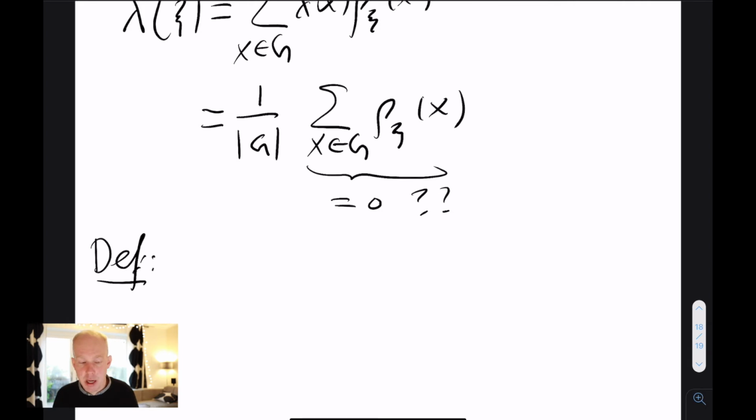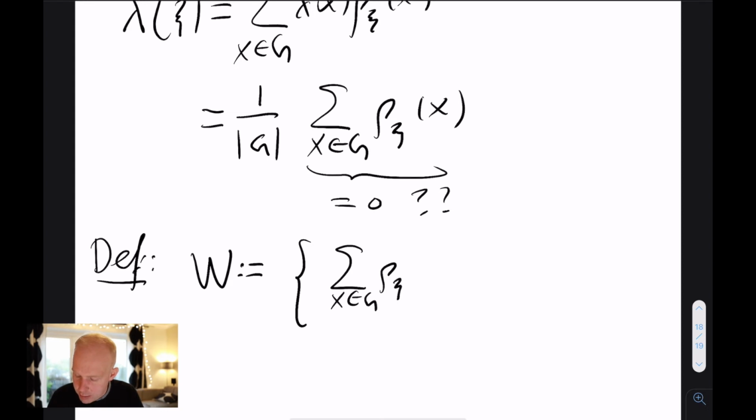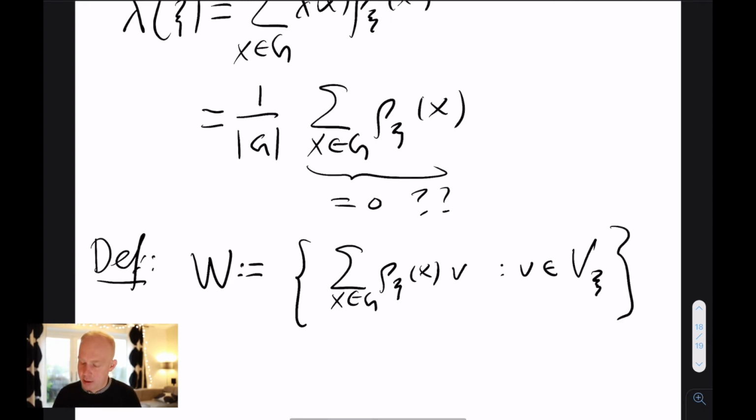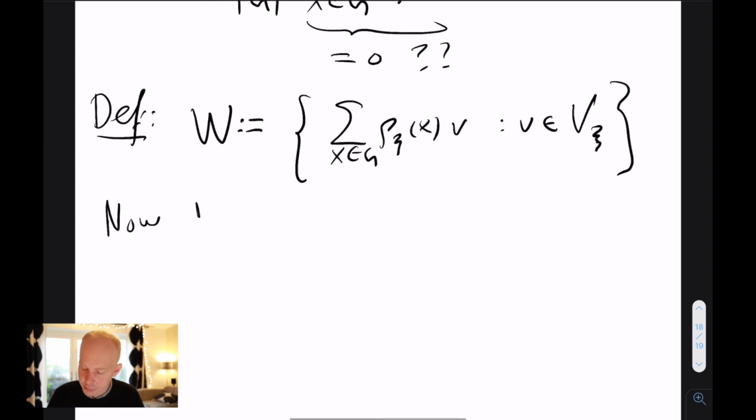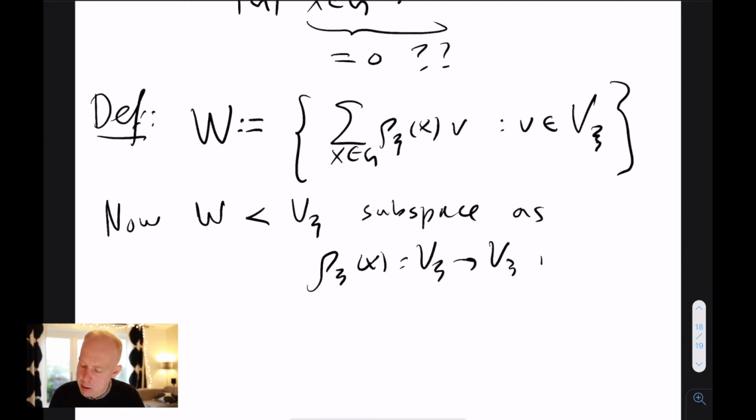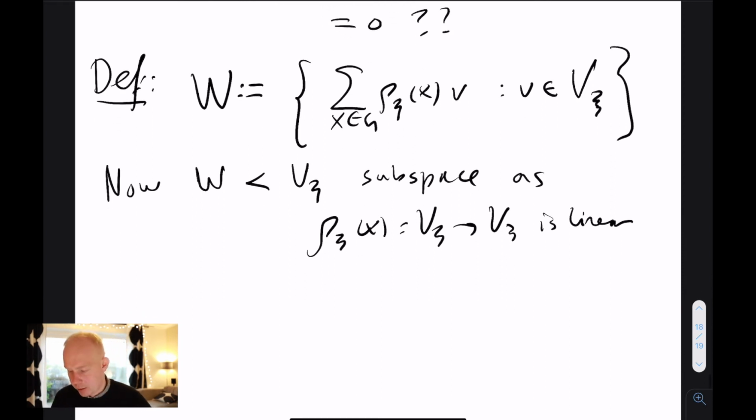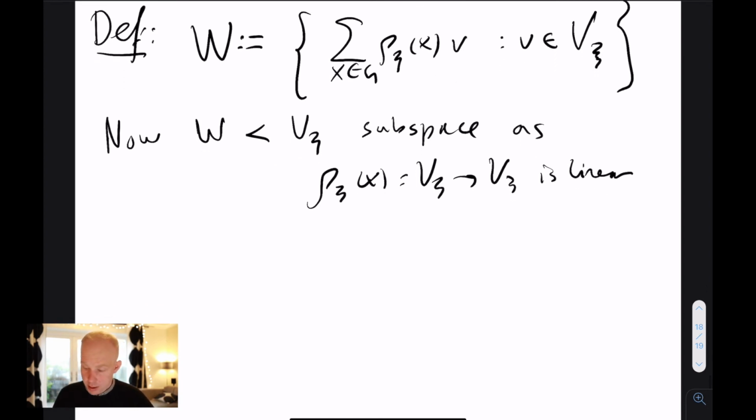So we again have to construct maybe some subspace which is either everything or nothing. So let's take W to be the action of the group. We take this sum over x in G of rho xi of x, and we act on v, taking v in V xi. So we take all the possible elements that you have here. Now this W is a subspace, as rho xi of x from V xi to V xi is linear. So it's a linear combination of linear maps, and you get a subspace of the whole space in this way. Because V xi is a vector space.